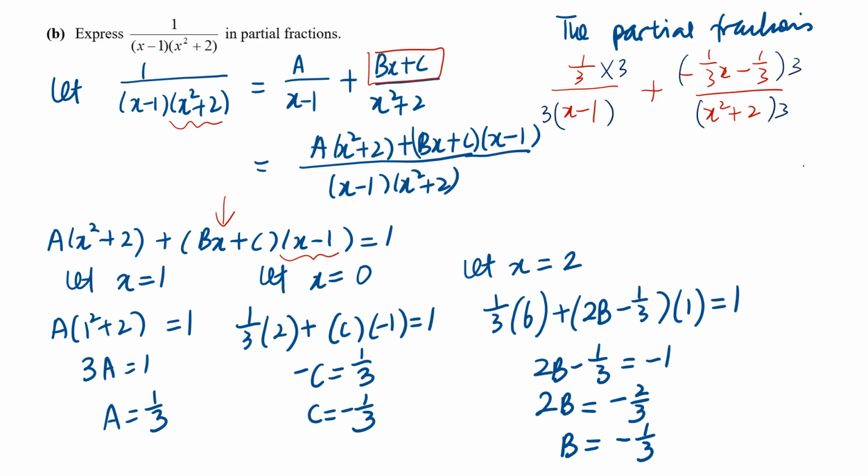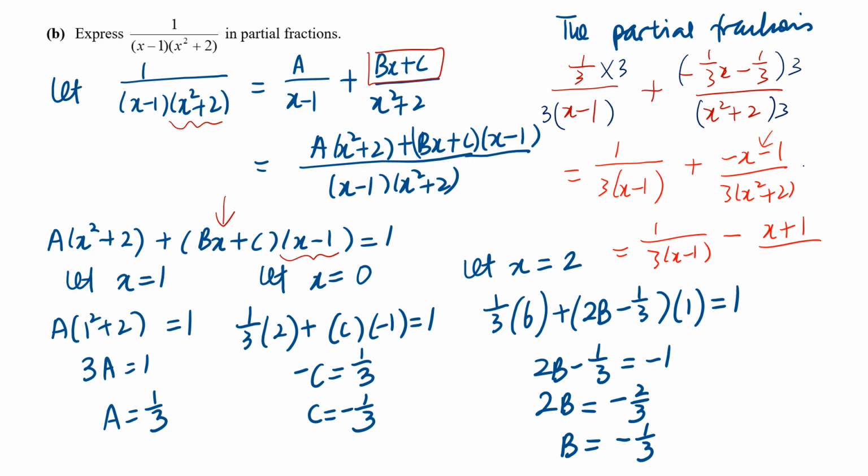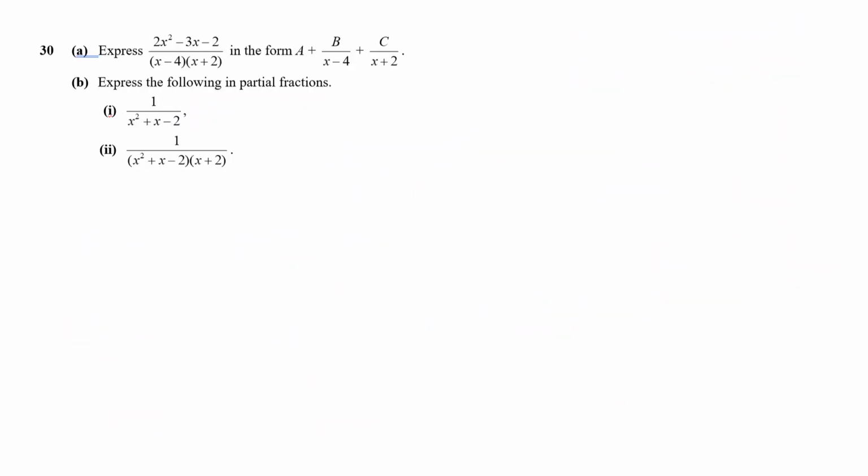So when you do that, let's see what happens. You will end up getting 1 at the numerator because 1/3 times 3 is 1. The denominator becomes 3 bracket x minus 1. And then for the other fraction, you will end up getting negative x minus 1 over 3 bracket x squared plus 2. Again, this one is still not simplified because you can factorize the negative here to become minus x plus 1 over 3 bracket x squared plus 2. You have to do it until it is in this format, then it's considered simplified.